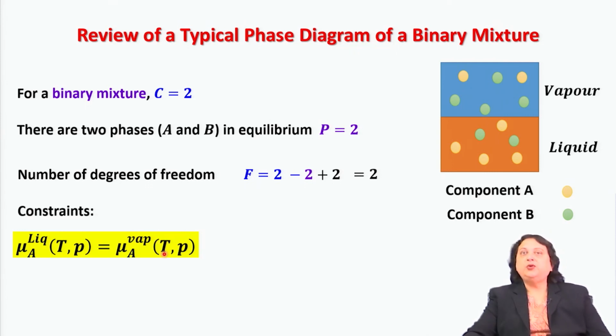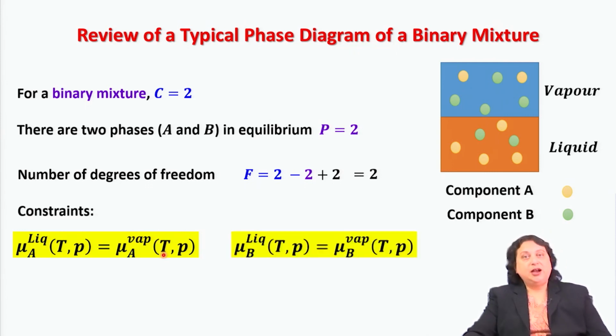But is it valid only for A? No, it is also valid for the component B. Therefore, under the given condition of temperature and pressure, the chemical potential of B in the liquid phase must be equal to the chemical potential of B in the vapor phase. So, this is what we have learned so far.